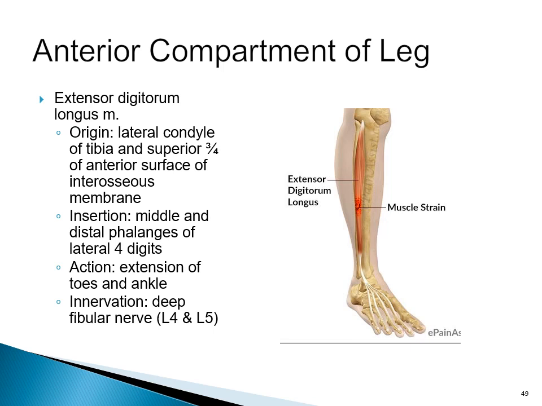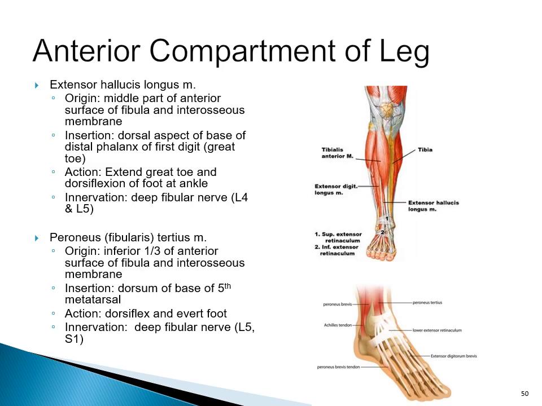The extensor hallucis longus muscle, its action, extend the great toe and dorsiflex the foot. Innervation, fibular nerve, L4, L5. Peroneus or fibularis tertius muscle, its action, dorsiflex and evert the foot. Innervation, fibular nerve, L5, S1.